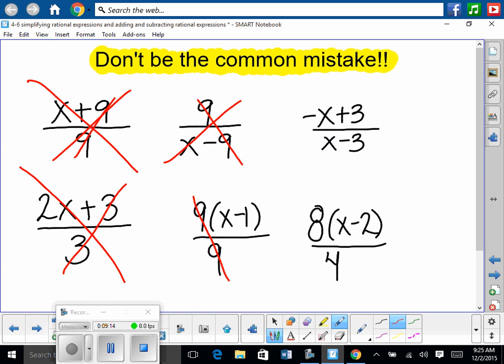Yes. Okay, so we could do something like this. Now look at this one: 8 times (x minus 2) over 4. Those two things can't simplify because 8 is not inside. But because it's factored out, we can now simplify it. That would be 2 over 1. Does that make sense? Okay.